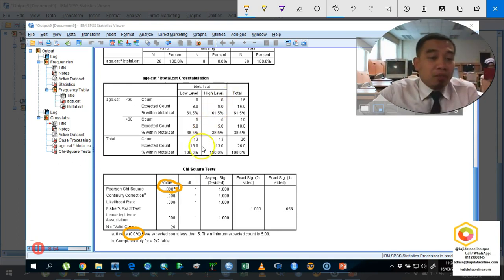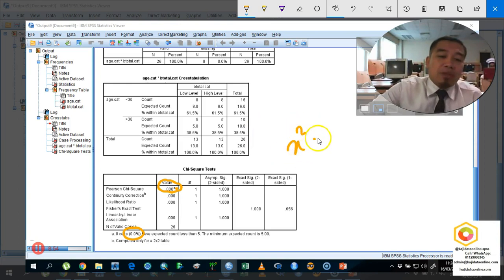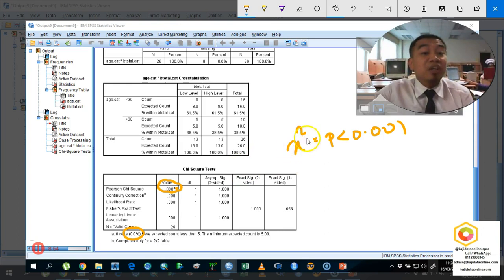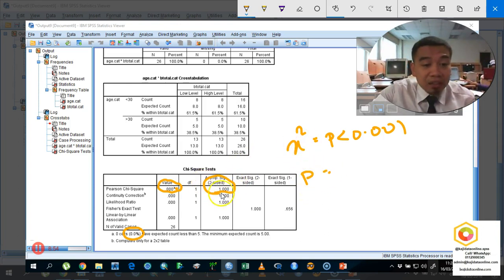Excuse me. So after you proceed with the chi-square, what is your chi value? Your chi value is P less than 0.001. This is your chi value. What about your p value? P value, where to find? This one.